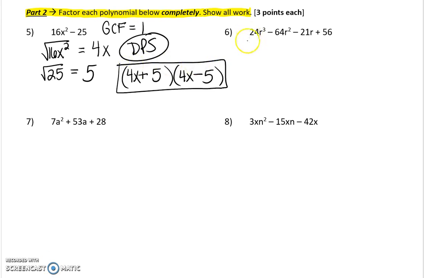In number 6, we see a 4-term polynomial, and the first thing that comes to mind is that we are likely going to be factoring by grouping.